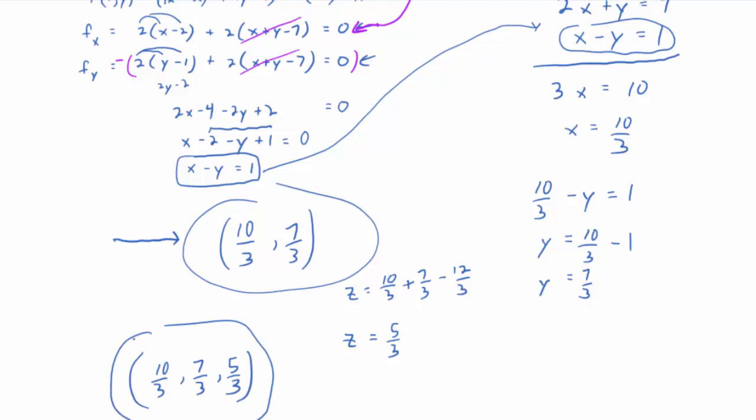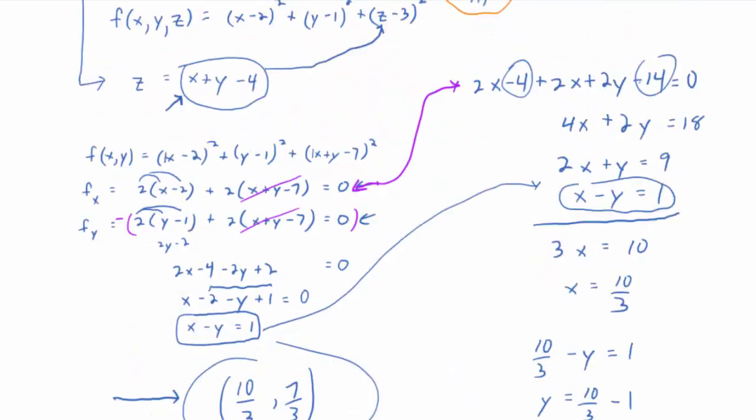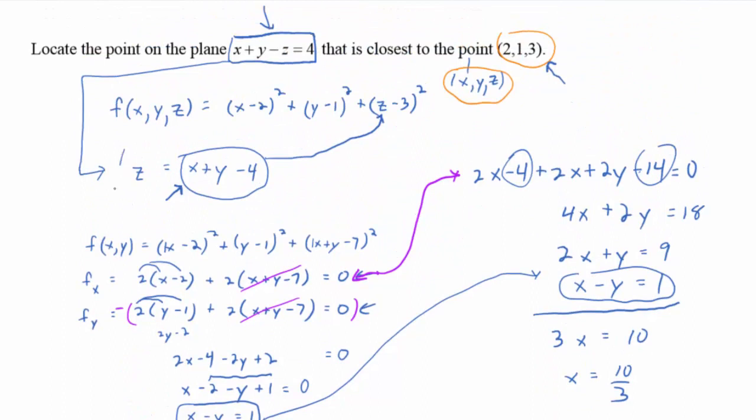Does everybody believe that? Wait, where did the 12/3 come from again? So it's from the equation of the plane, essentially. This is the equation of the plane solved for z, right? So I just plugged in here. Oh, okay. Added those two coordinates, the x and the y coordinate, subtracted 4.